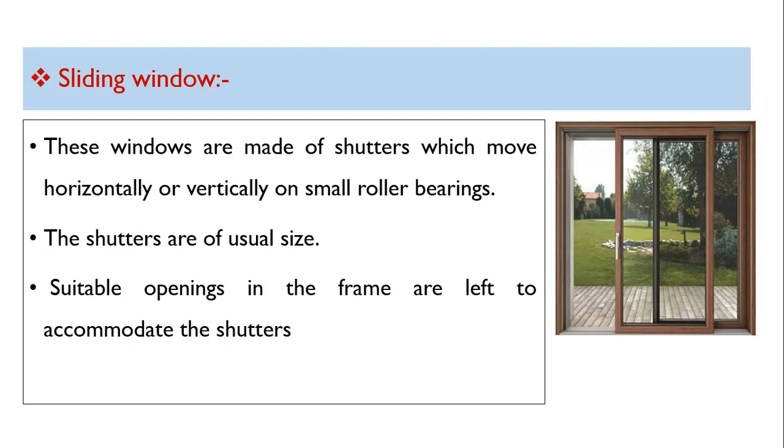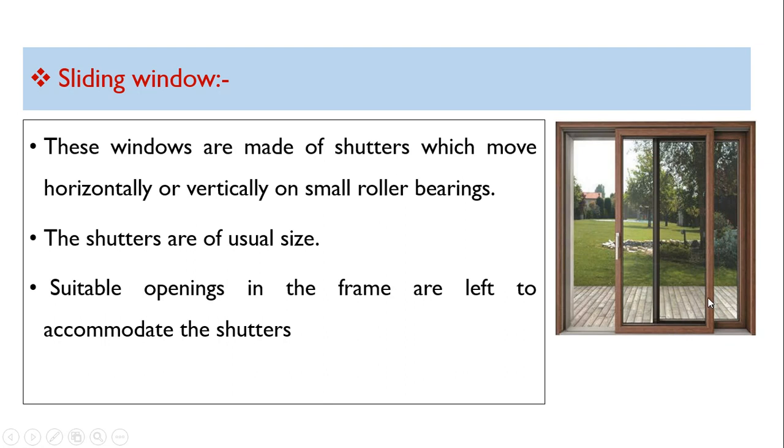Now, sliding window. These windows are made up of shutters which move horizontally or vertically on small roller bearings. The shutters are of usual size. Suitable openings in the frame are left to accommodate the shutters. So these sliding windows are very common nowadays. In almost all residential buildings, sliding windows are provided.